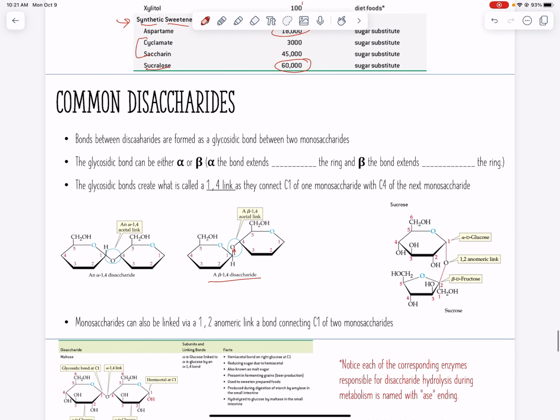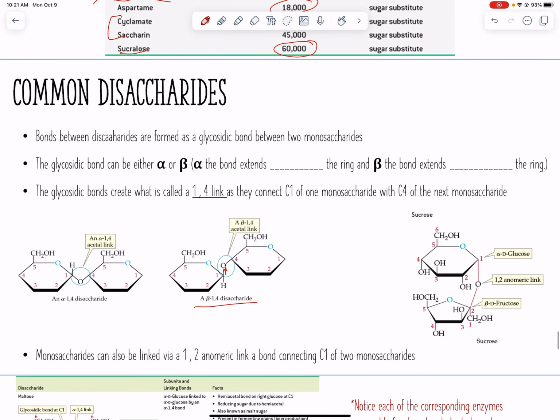Okay, now we're going to dissect, going back to the idea of glycosidic bonds. I scrolled down to this slide earlier, but we're going to really look at the differences and the numbering that comes into play when you are labeling a glycosidic bond. We're only going to do this for common disaccharides. There are probably a lot more glycosidic bond formations out there than what we'll talk about, but we're just going to look at the most common ones. Bonds between disaccharides are formed as a glycosidic bond between two monosaccharides. That makes sense. Now, the glycosidic bond can either be alpha or beta. We already talked about that, actually.